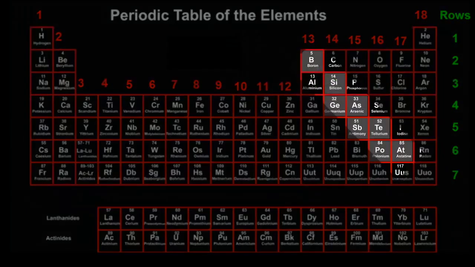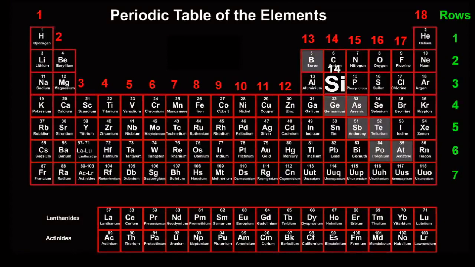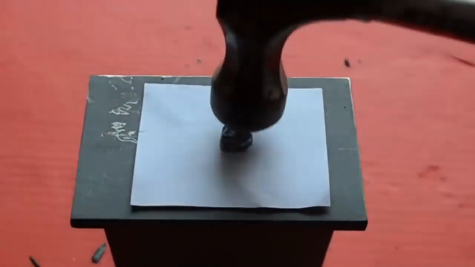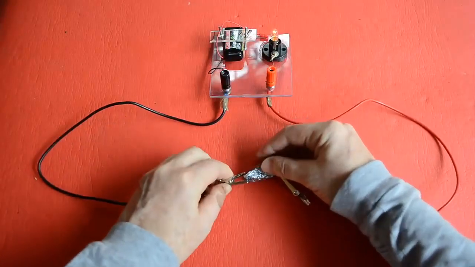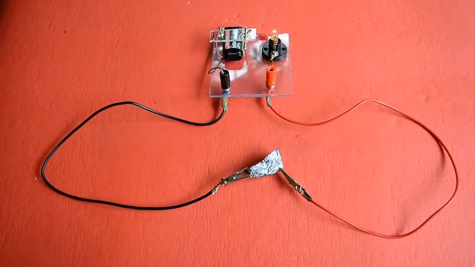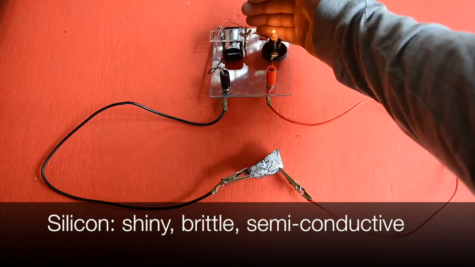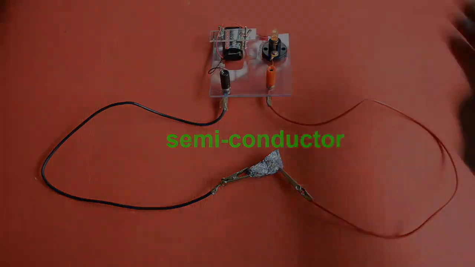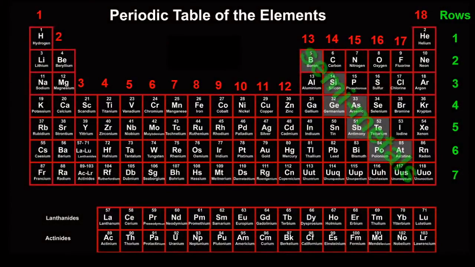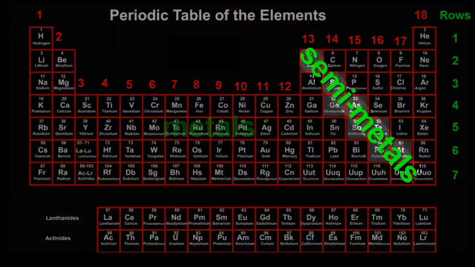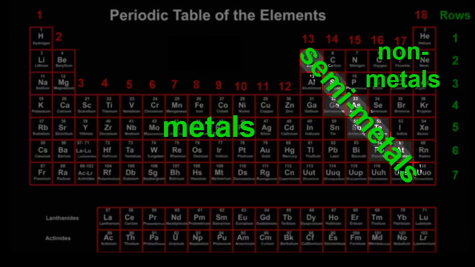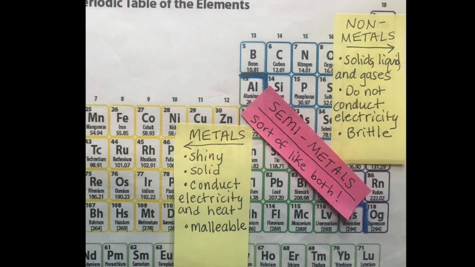What about the elements inside the diagonal band? Let's take a look at silicon. It looks shiny like a metal, but if you whack it with a hammer, it breaks into bits. So it's brittle like a nonmetal. And the dull glow of the bulb tells us that it conducts electricity more than a nonmetal, but not as much as a metal. And this gives it the name of semiconductor. These elements are also called semi-metals because they have properties that are in between metals and nonmetals. Pause here and copy these notes.